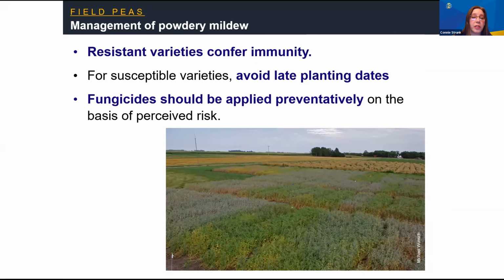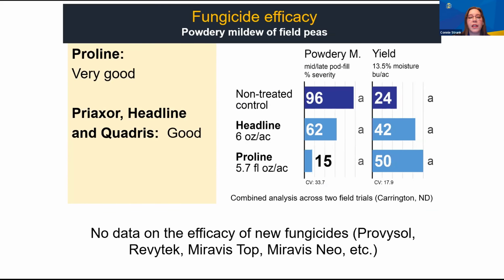With management of powdery mildew, again, looking at resistant varieties to help with that issue. If you have a variety that is susceptible to powdery mildew, really encourage avoiding late planting dates. And there are fungicides available, but recommend that they are applied preventively if you have a perceived risk that you're thinking this disease is going to be a problem. So really scouting to know what's happening out there really helps with that. Again, with the fungicide, they are available for you.